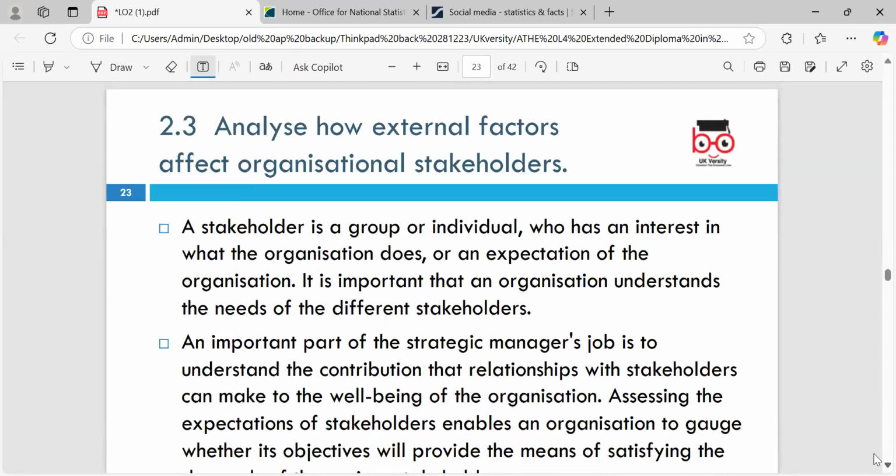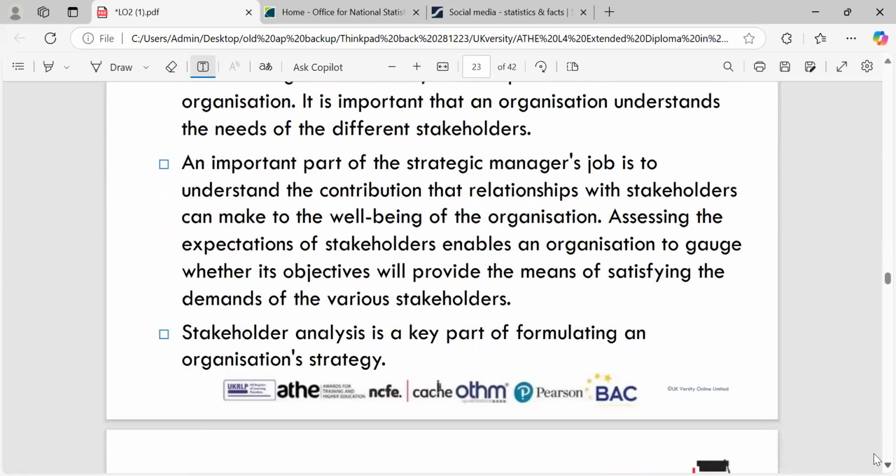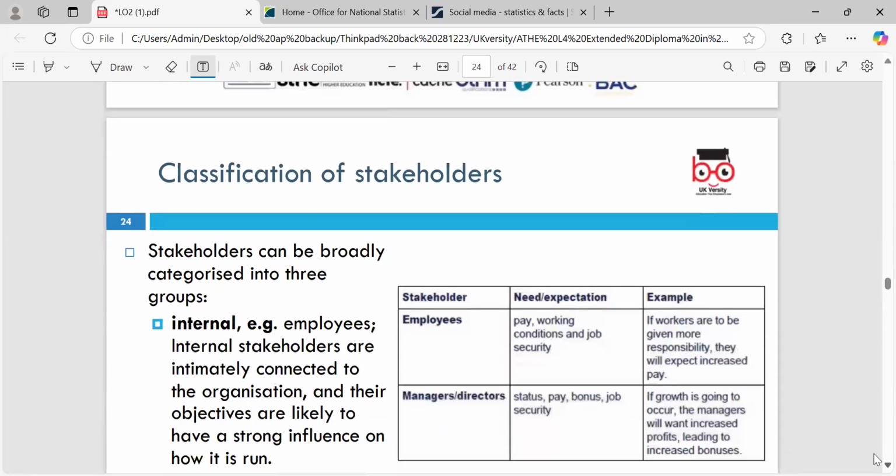So next we have 2.3, analyze how external factors affect the stakeholders. When we say stakeholders, we mean anyone who has any interest in the business, such as customers and suppliers. We have to look at the various stakeholders and satisfy their needs, wants and demands, and stakeholder analysis is part of formulating the business strategy. When we say strategies, we mean an action plan.